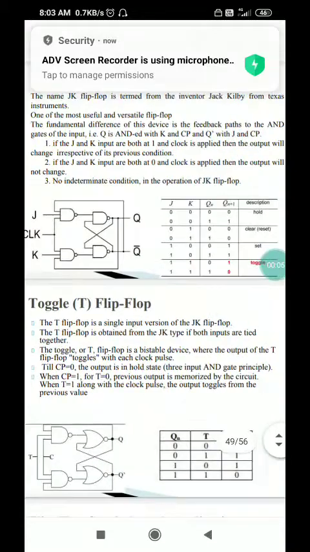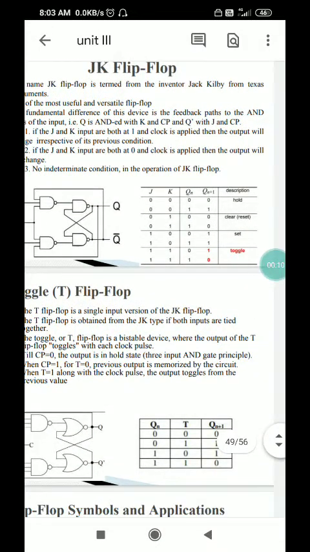JK flip-flop. We have seen the SR flip-flop. There is a problem with the SR flip-flop. When you apply both inputs S and R as 1, the output of the SR flip-flop becomes indeterminate. That condition is called the race around condition. But in many applications, we need to apply both of these inputs as 1. That is why we should have some solution for that condition.